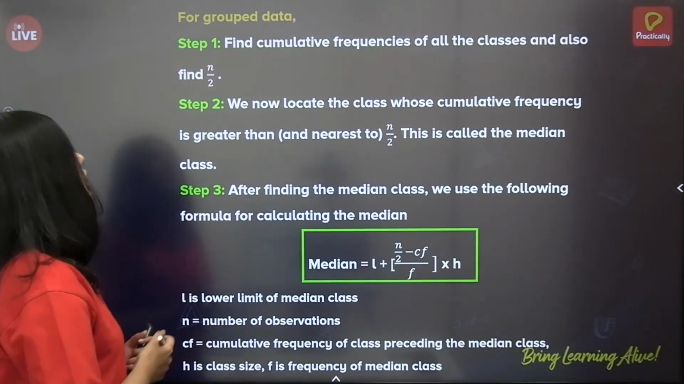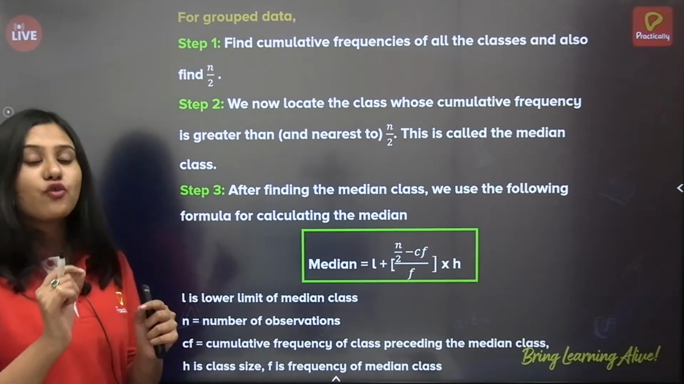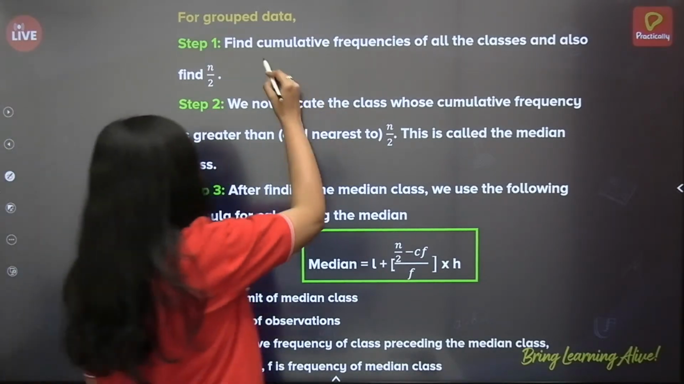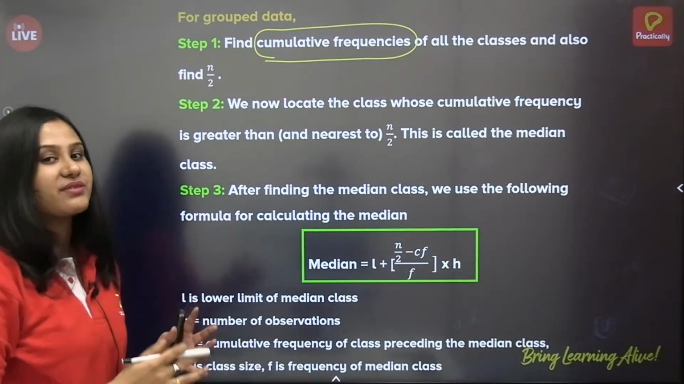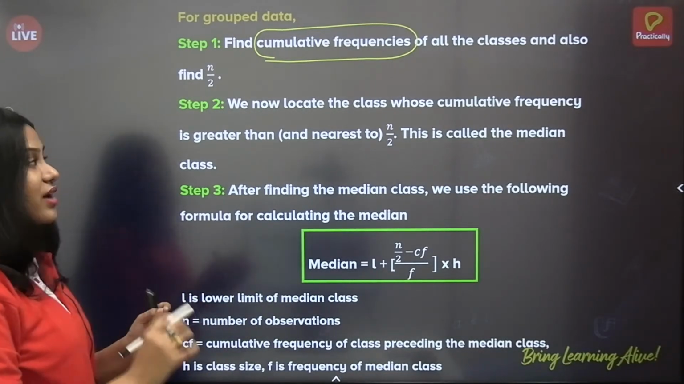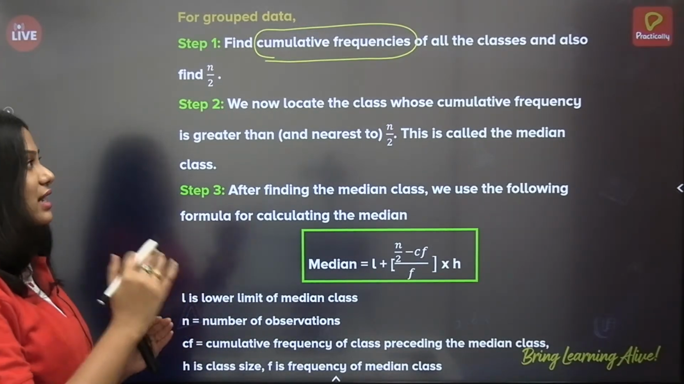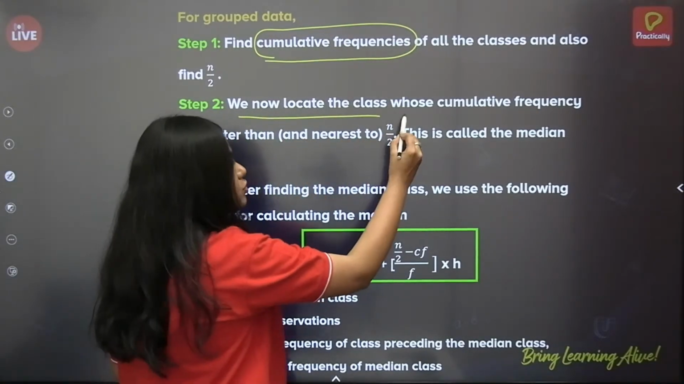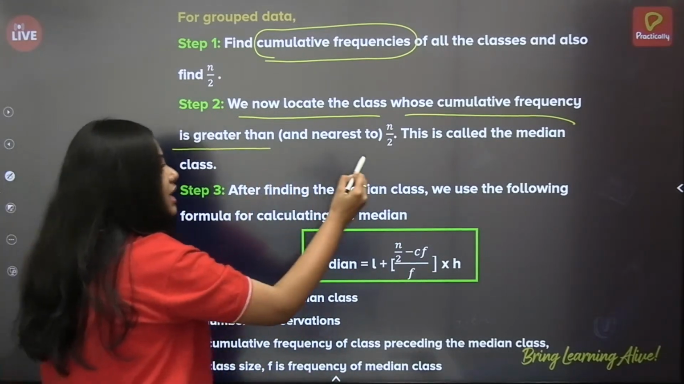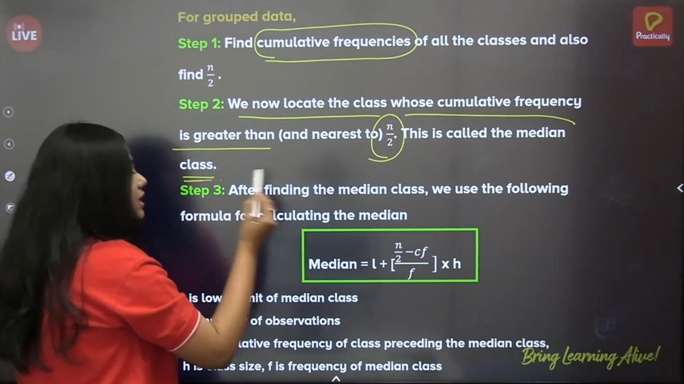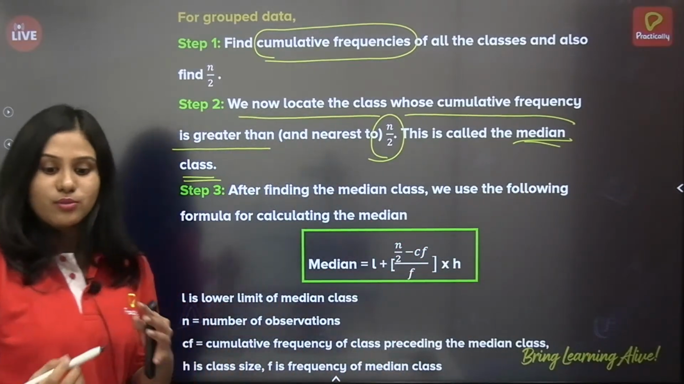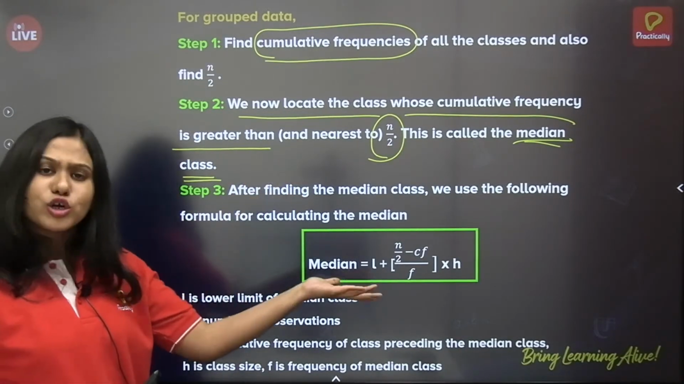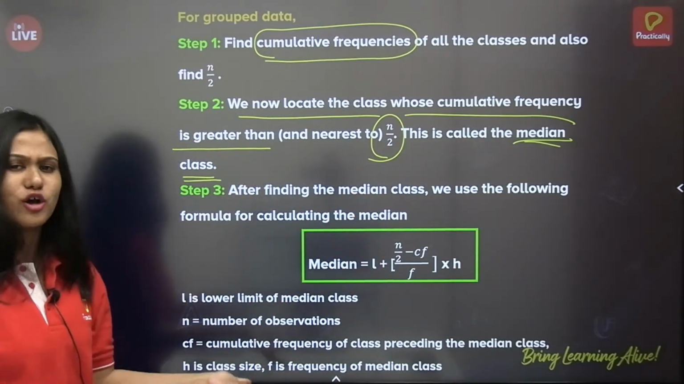So, for grouped data, this is again what we are studying, median. Find the cumulative frequencies of all the classes. Now, what is cumulative? You might be wondering, correct? Let us also see this when we are solving the problem, okay? First, find cumulative frequencies of all the classes and also n by 2. Next, we locate the class whose cumulative frequency is greater than n by 2. This is known as the median class. So, when we were studying mode, we saw the modal class, correct? So, when we are studying median, what do we have to check? Median class, for obvious reasons.